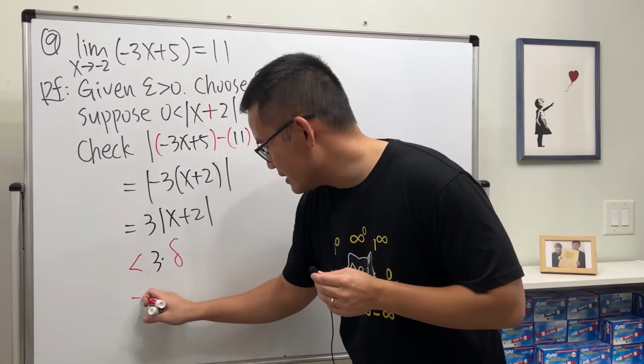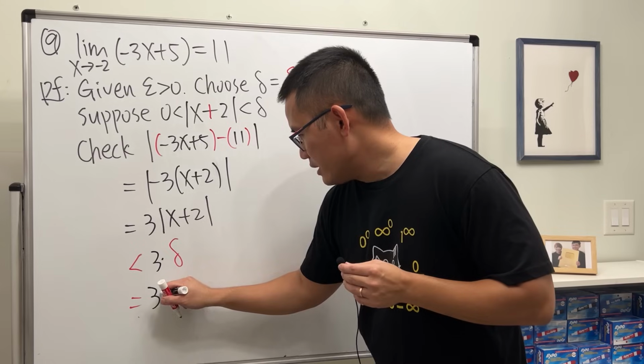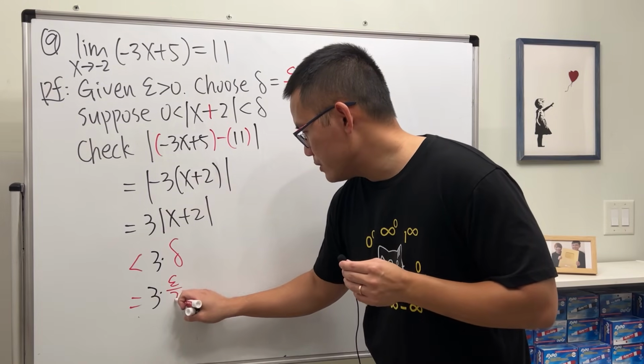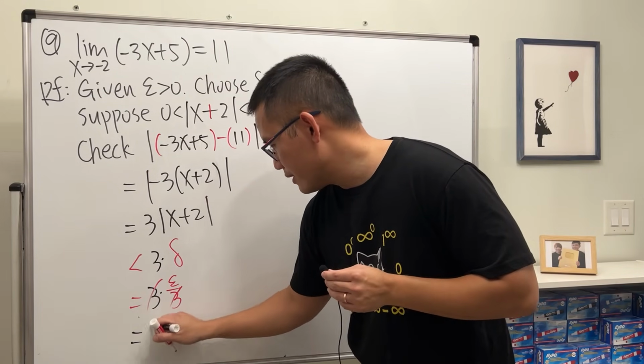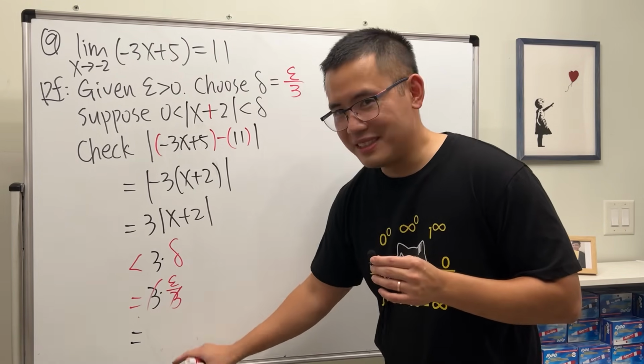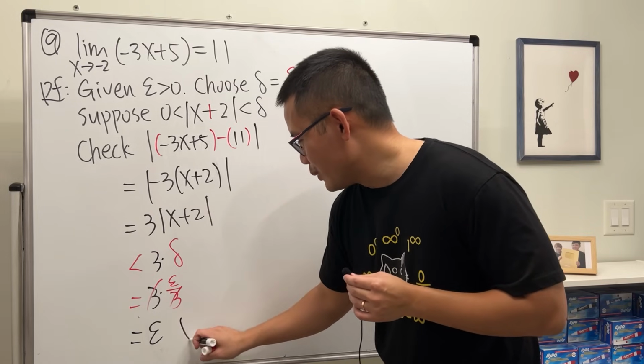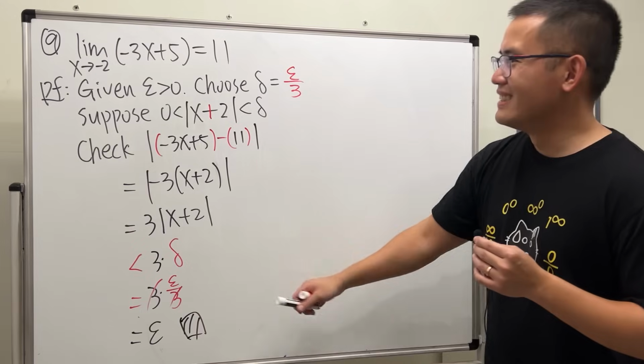But it's just a coincidence. So this is 3 times epsilon over 3, cancel. Oops, don't say this is equal to a box. You want to say this is equal to epsilon. Done.